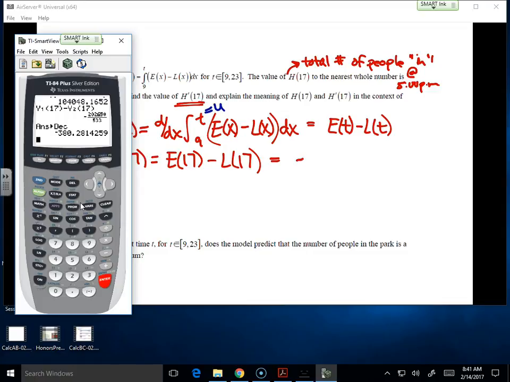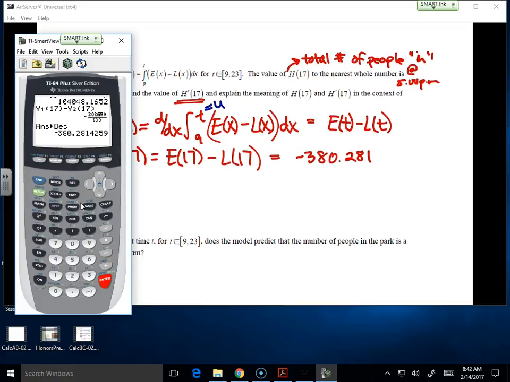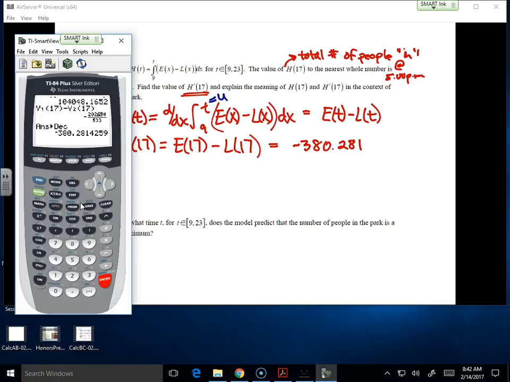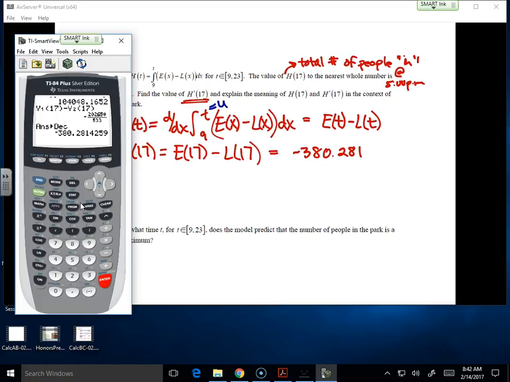And we end up with 380.281. Always leave 3 decimal places. What would our units be? That's going to be half the battle. People per. Wait, per. Yeah, aren't these rates? What are they measured in?